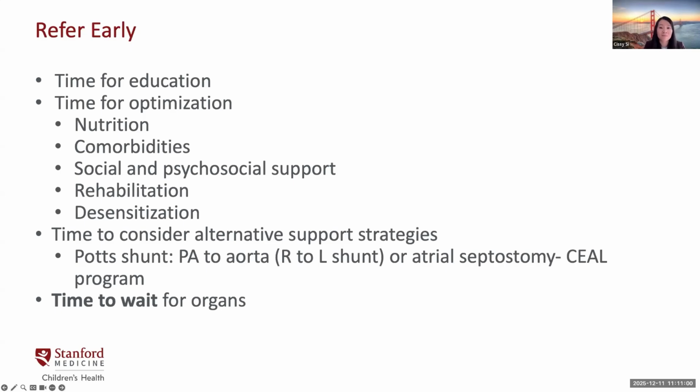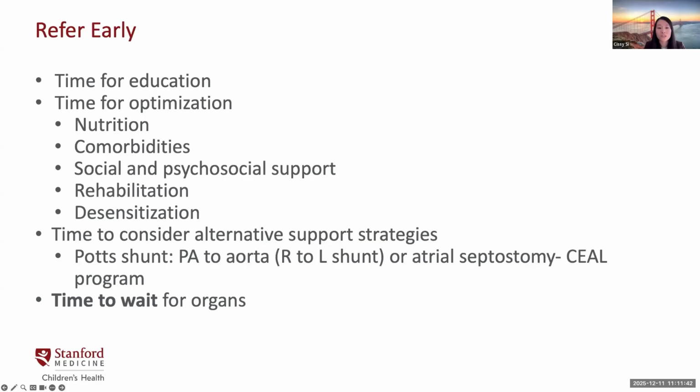An early referral gives us time for education, to talk about the transplant process, discussion of expectations pre and post-transplant, as well as understanding the family's desire to pursue transplant as a therapeutic option. We also want time for optimization, bulking up their nutritional status, managing their comorbidities, overcoming social and psychosocial factors, as well as a focus on rehabilitation. For patients who have high allosensitization, this also gives us time to pursue desensitization efforts to make them a better candidate. It also gives us time to consider alternative support strategies.